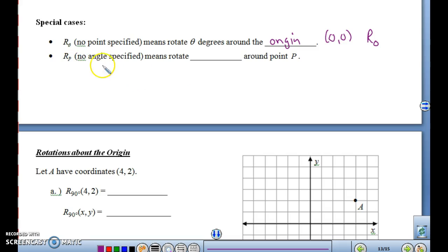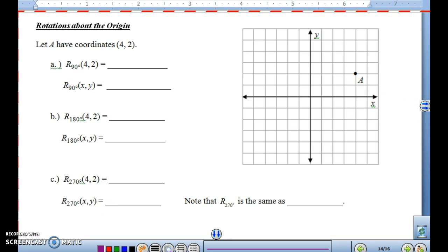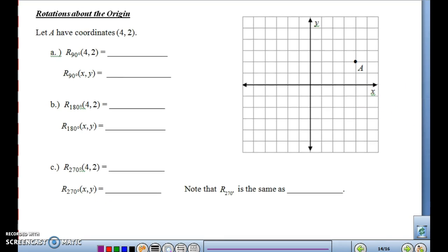Now, R of P with no angle specified means rotate 180 degrees around point P. So if you don't specify an angle, they want you to rotate around P exactly 180 degrees. That's a special one. Now, rotating around the origin is a little bit tricky. You have to be really careful about thinking about how many degrees you are turning.